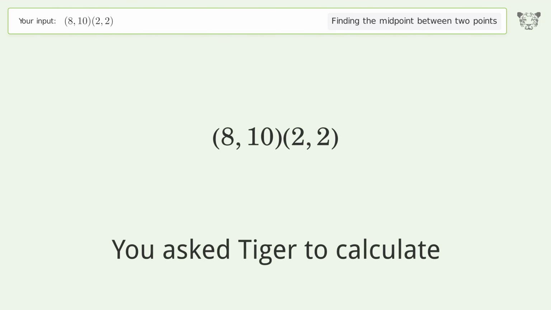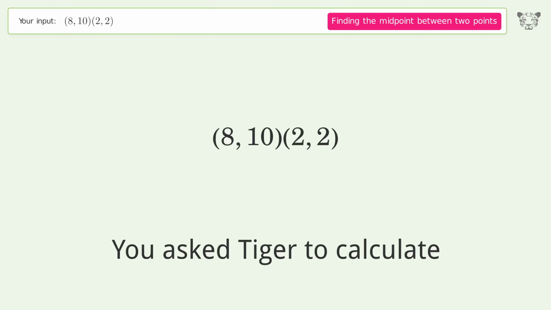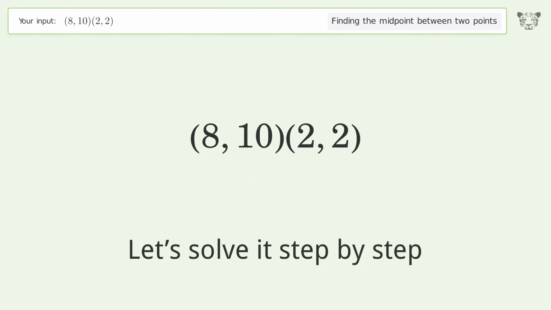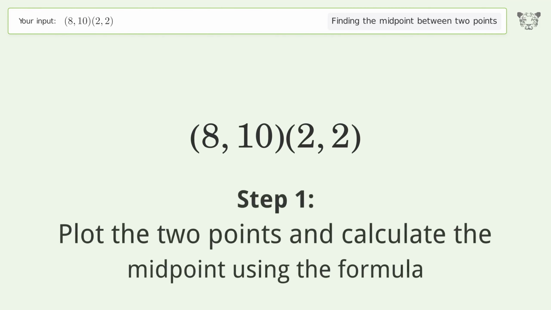You ask Tiger to calculate. This deals with finding the midpoint between 2 points. The midpoint between the 2 points is 5,6. Let's solve it step by step. Plot the 2 points and calculate the midpoint using the formula.